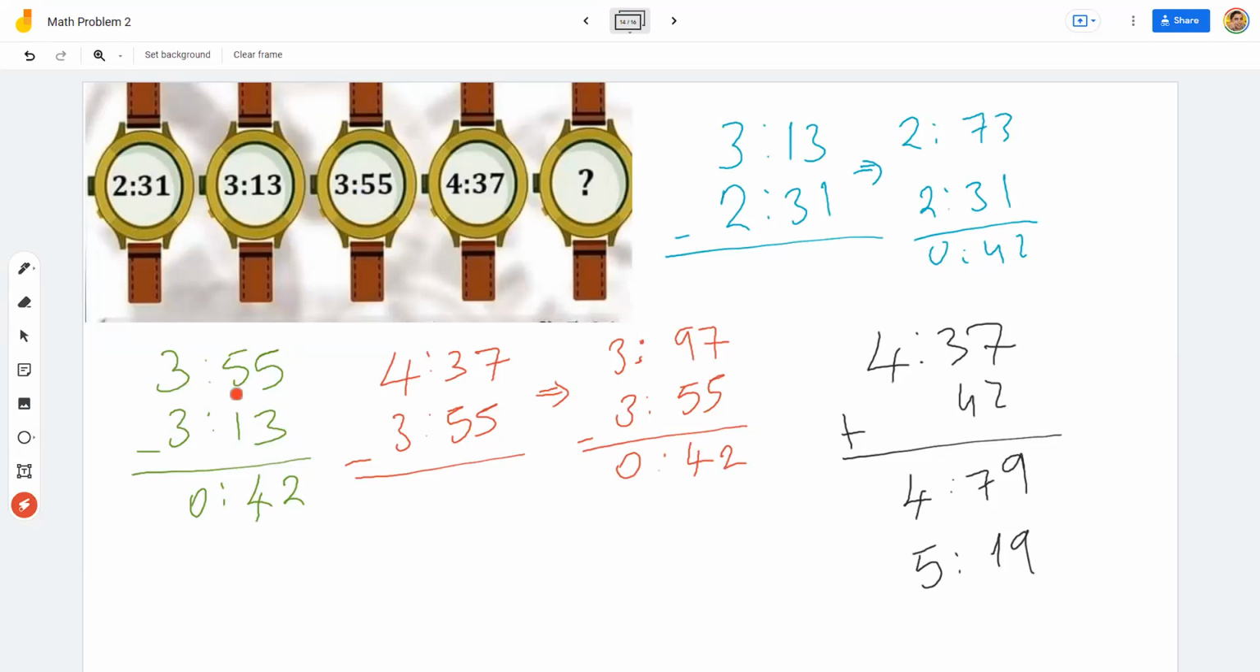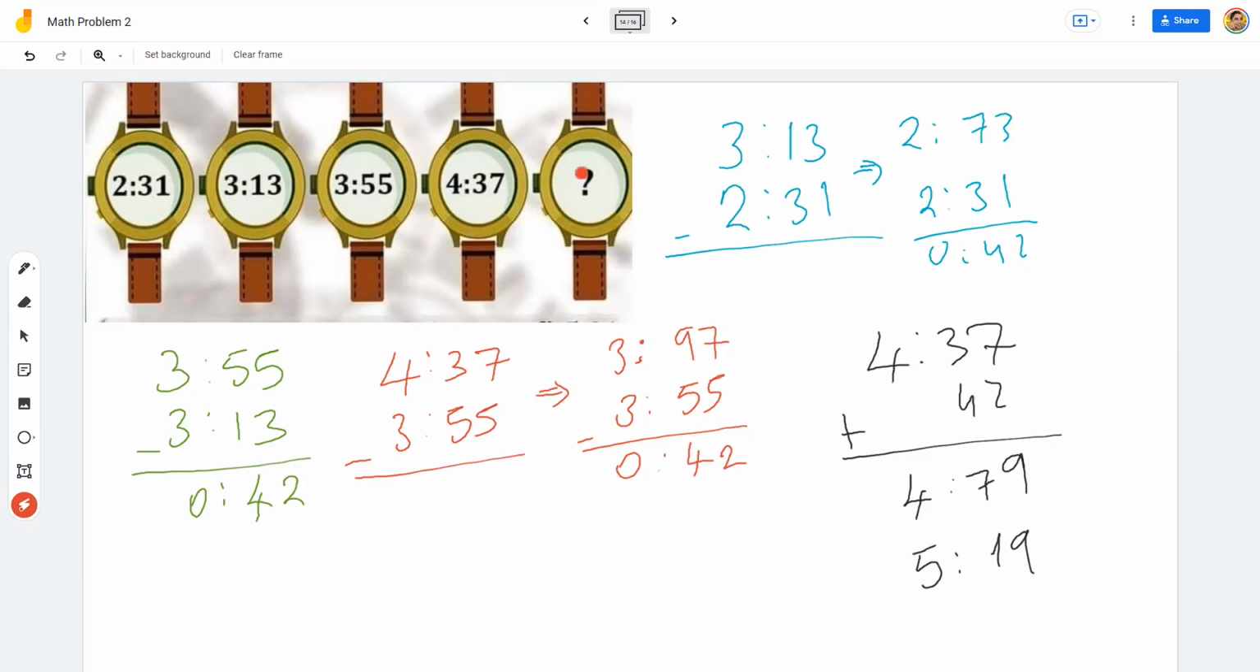So if we check the difference, our hour parts are already the same, so 0, and if we subtract the minute parts, 42. Here again, the minutes part is bigger, so we transfer 1 hour here. If we add 60 minutes, it will be 97 minutes. So in the new form, we have this subtraction. When you subtract, we get just 42. So when we check all these results, we see that 42 is the common difference.